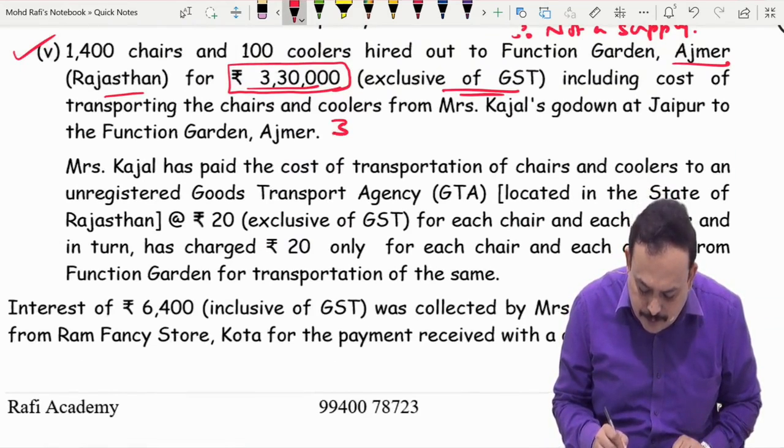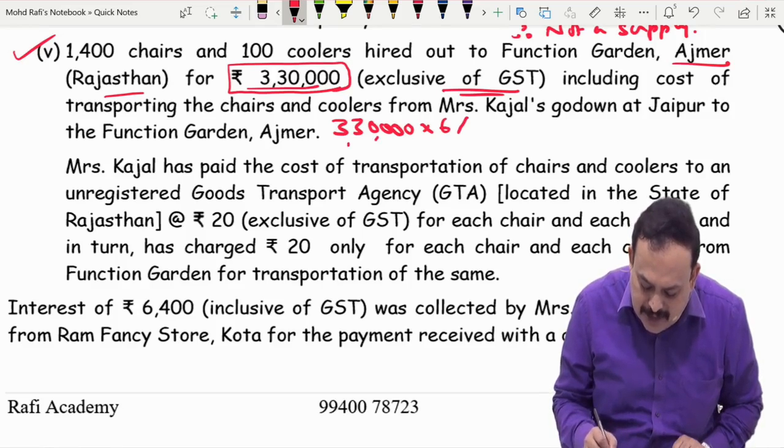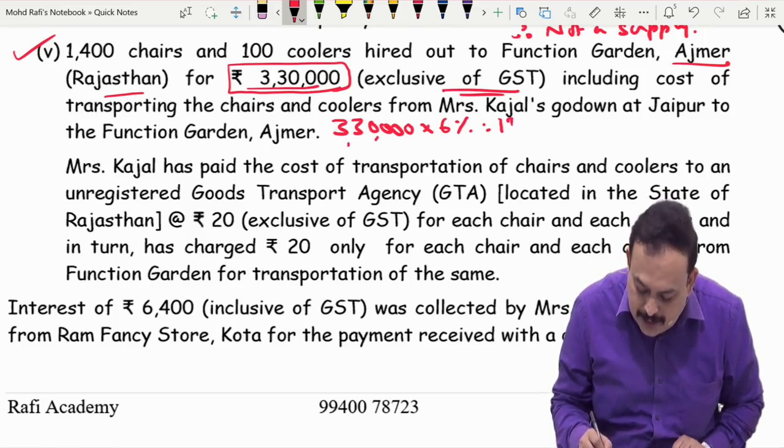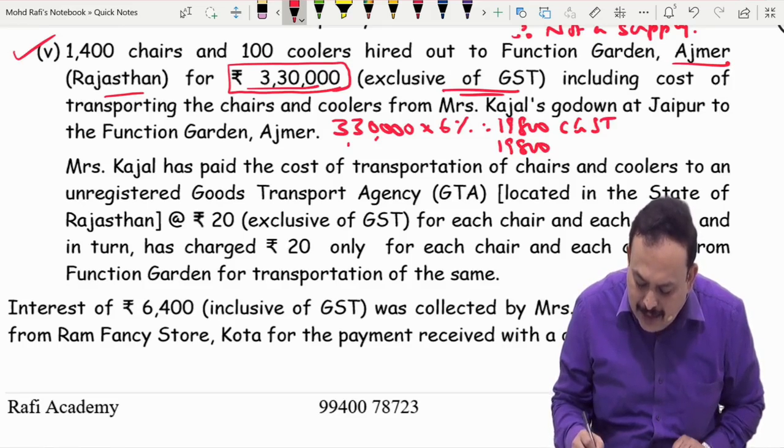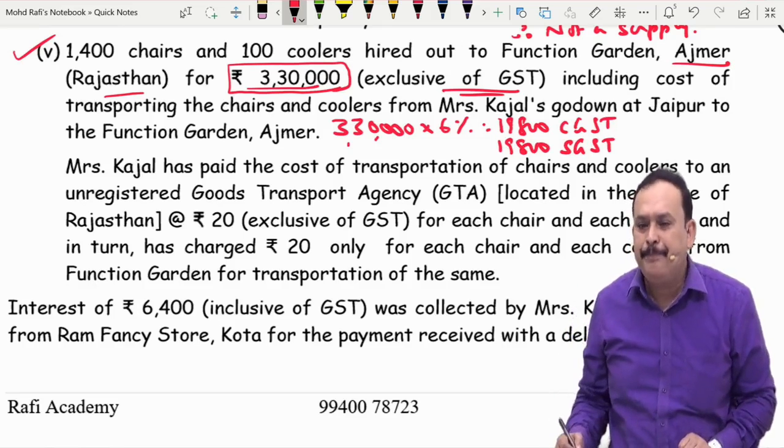Therefore, here, point number 5, 3,30,000 multiplied by 6% is equal to how much? 19,800. CGST, and SGST again the same, 19,800. Yes, GST. Got the clarity?